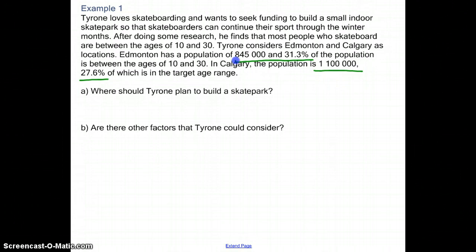So let's look just at numbers. So Edmonton is 845,000, and that's times 31.3%. So the actual number of people that are within there are 264,485.